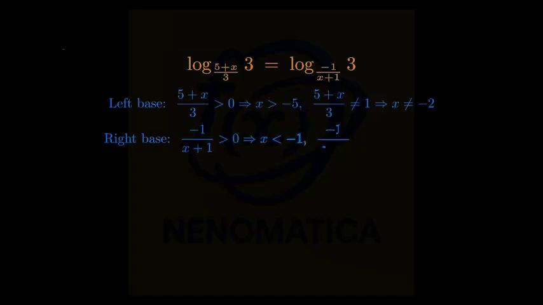For the right base, negative 1 over (x plus 1) must be positive. So x plus 1 is negative, that is x less than negative 1, and the base cannot be 1, which again excludes x equals negative 2. Their intersection is the open interval from negative 5 to negative 1, excluding negative 2. Because both logarithms have the same argument 3 and are defined, we can equate the bases.